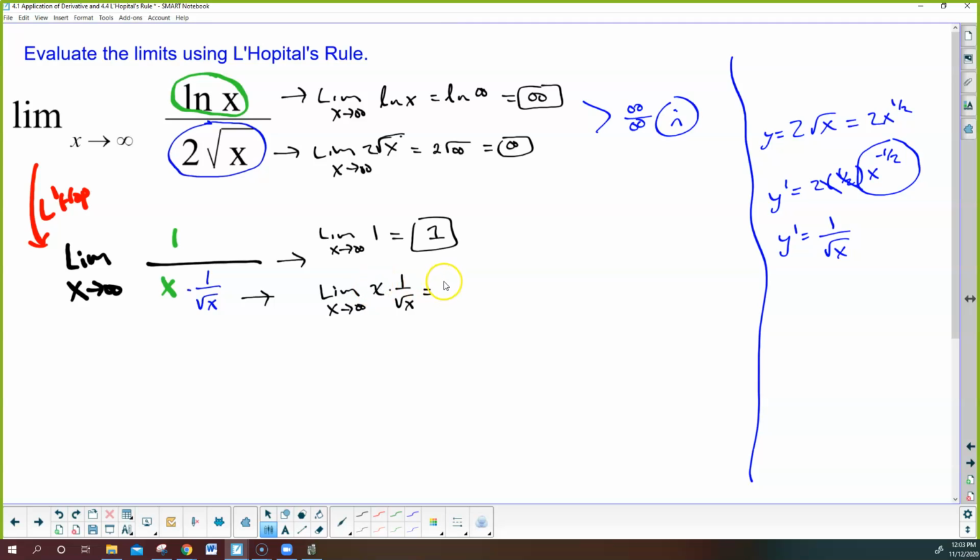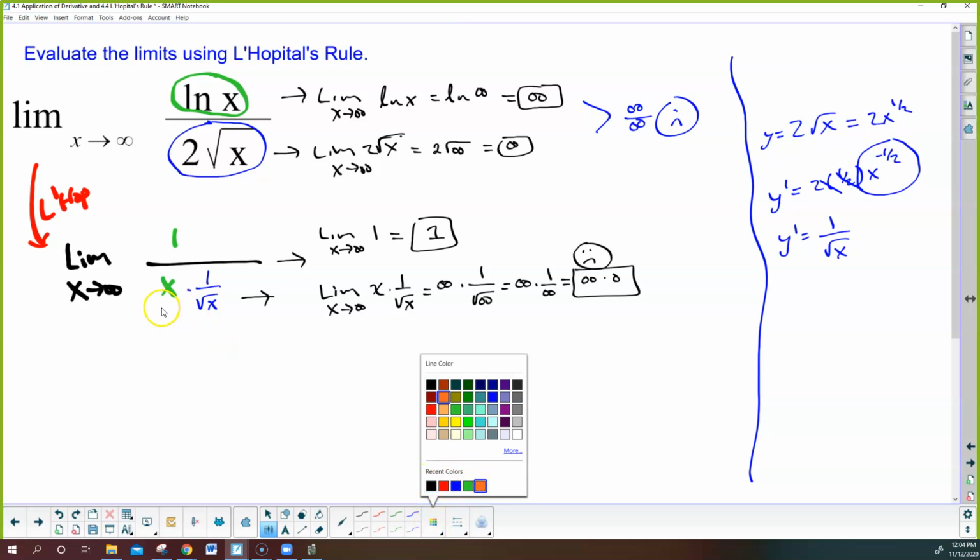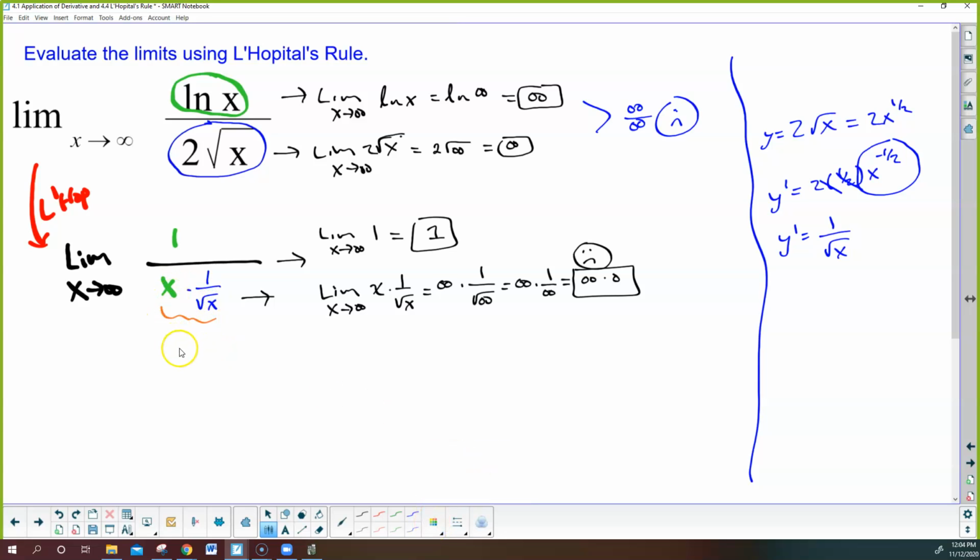What happens here is I end up with infinity times 1 over the square root of infinity, which actually ends up being 0, right? Oops. 1 over the square root of infinity is the same as 1 over infinity, so that's really infinity times 0. Now, this is the part that I don't like. It's a little bit weird. This was an odd one. So just to be safe, I might try something a little different here.